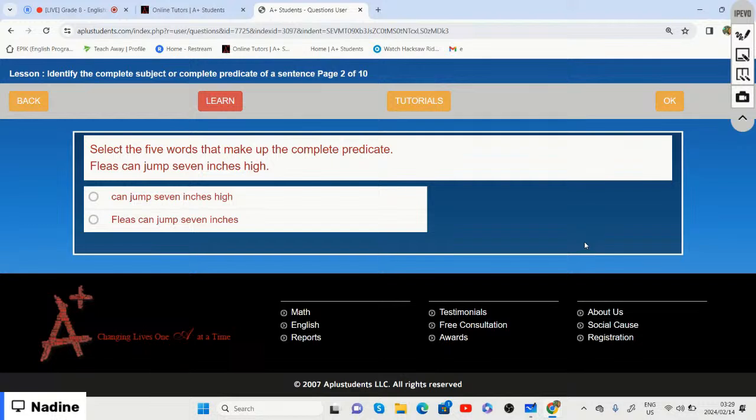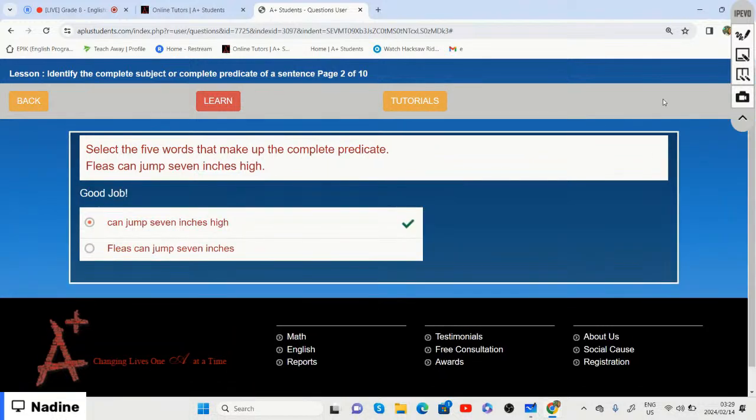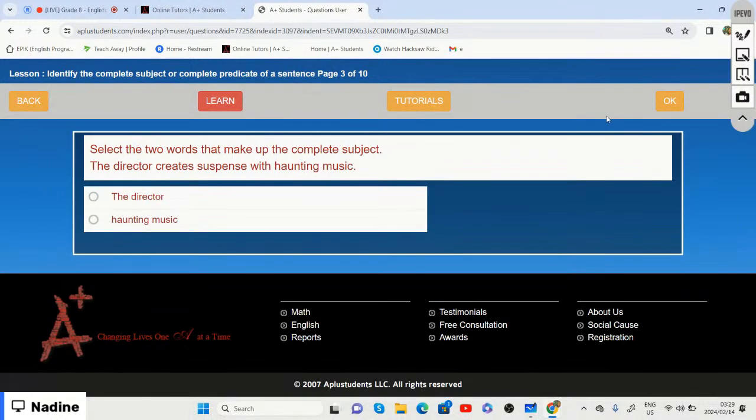And if we select the 5 words that make up a complete predicate, we can say, can jump 7 inches high. Because fleas can jump 7 inches high.